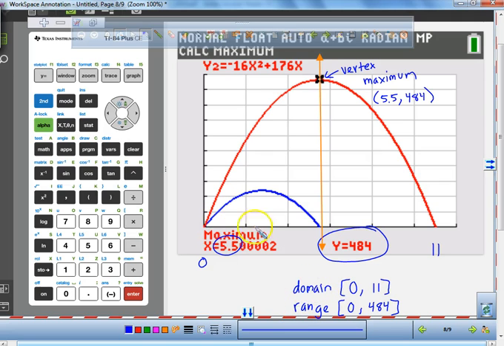The domain, remember, goes from how far does it go on the x values? Where did it start? It started at 0. Where did it finish? It finished at an 11. The range, where did it start? At 0, and it got all the way up to 484. That's why the answer in this particular case is H.